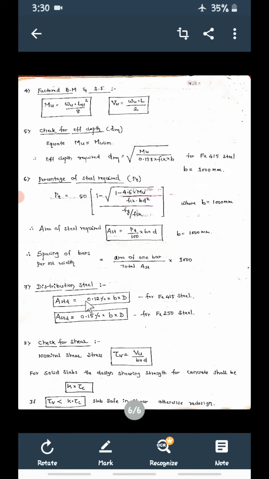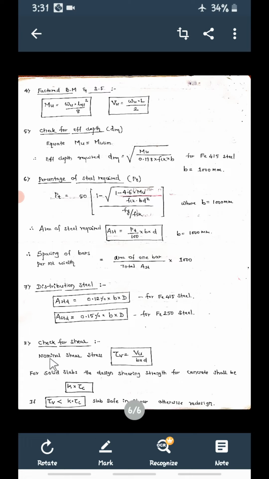Next will be distribution steel. So see the grade of steel, whether you are using Fe415 or Fe250. If you are using Fe415, calculate the area of distribution steel, AST D, where D means distribution steel. So 0.12% of gross area, B into D, if it is Fe415. If it is Fe250 grade steel, then it is 0.15% of B into D. From this you can calculate the area of distribution steel. Then again as usual you can calculate the spacing.